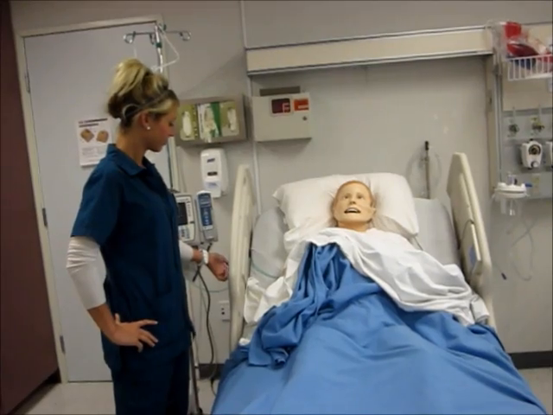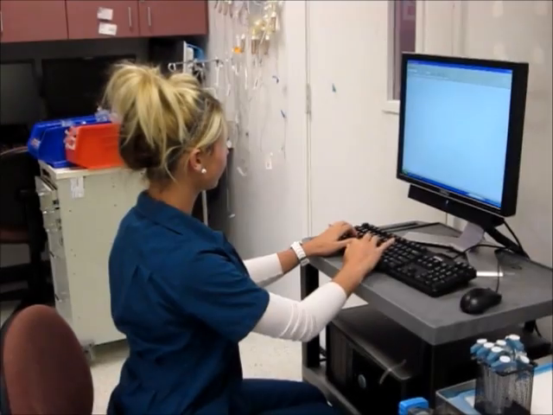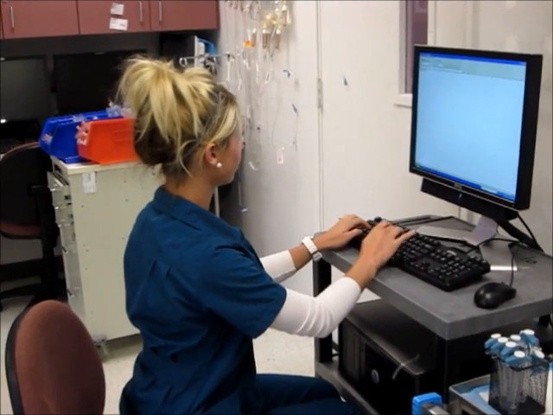The nurse will monitor the patient's response to the medication. Finally, the nurse will then accurately record the medication administration on the MAR.